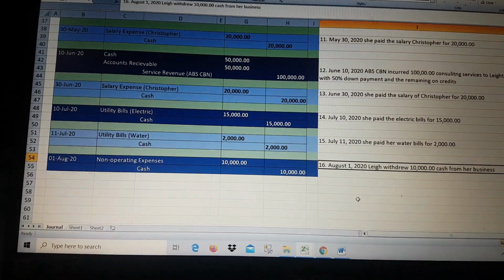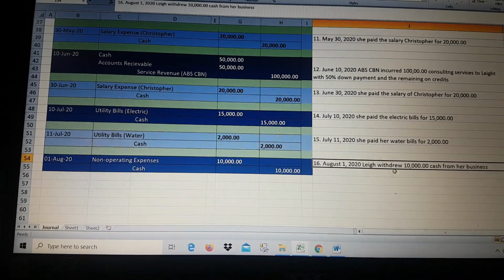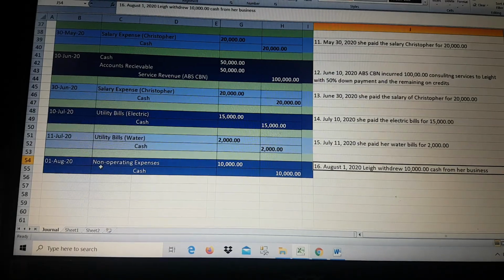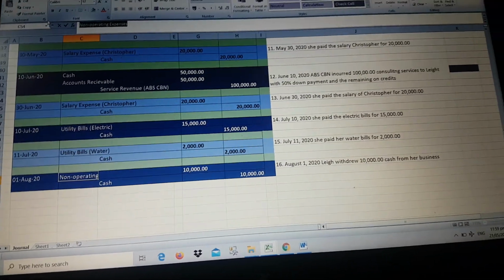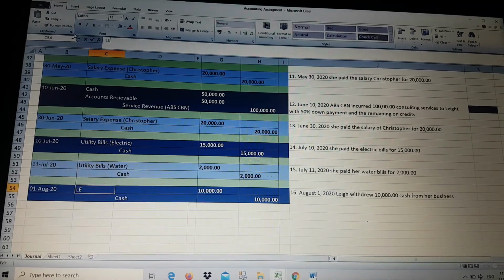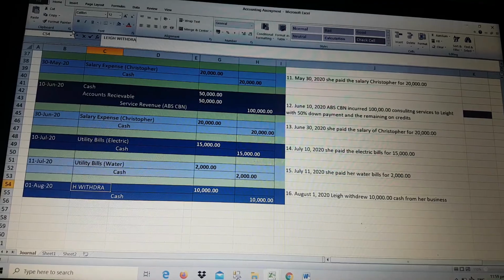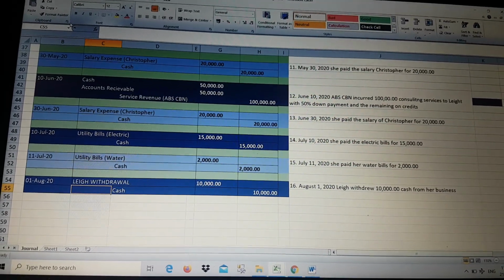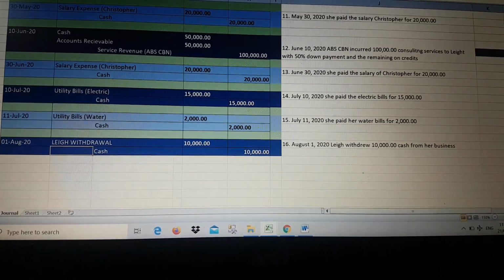And then, lastly, Lei withdrew cash from the business. So it's a withdrawal, so it's not a non-operating expense. Instead, it should be withdrawals, a deduction from Lei capital. 10,000, so it's a deduction from our capital and then cash 10,000. Okay, good night.